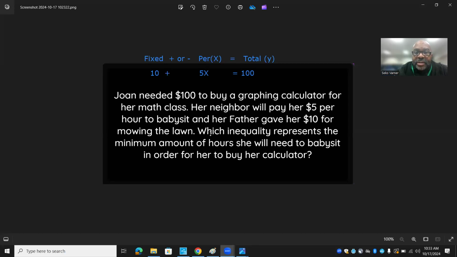So the question is, how many hours does she need to babysit in order to buy a calculator, which is $100? She already has $10. She gets $5 an hour. She needs to work or babysit for 18 hours, and she'll have her money. And that's kind of how we solve for inequality. If you use that information I gave you, which was the fixed number, the per number, and the total, if you use that strategy, you're probably going to do well.